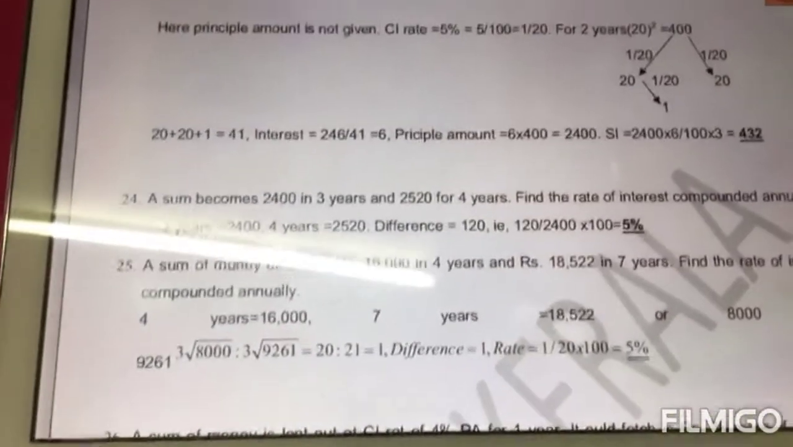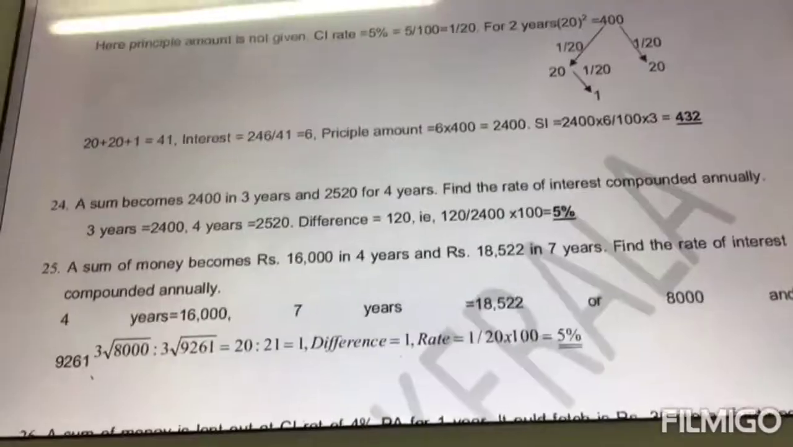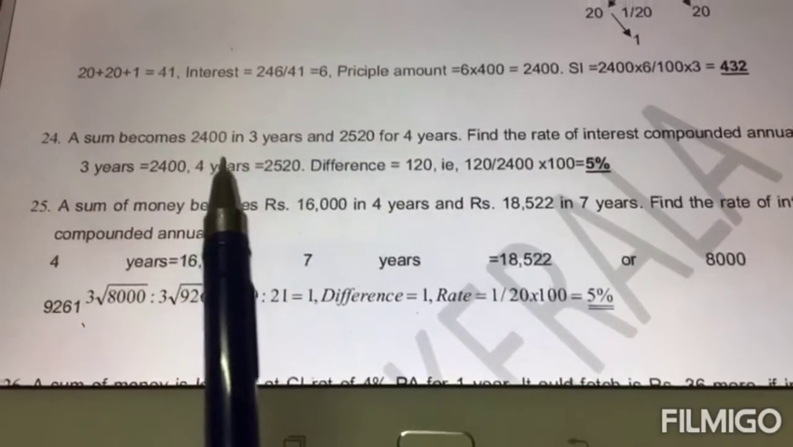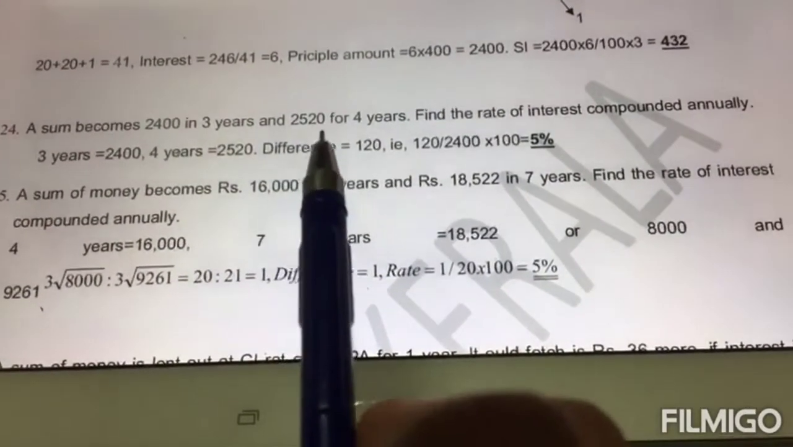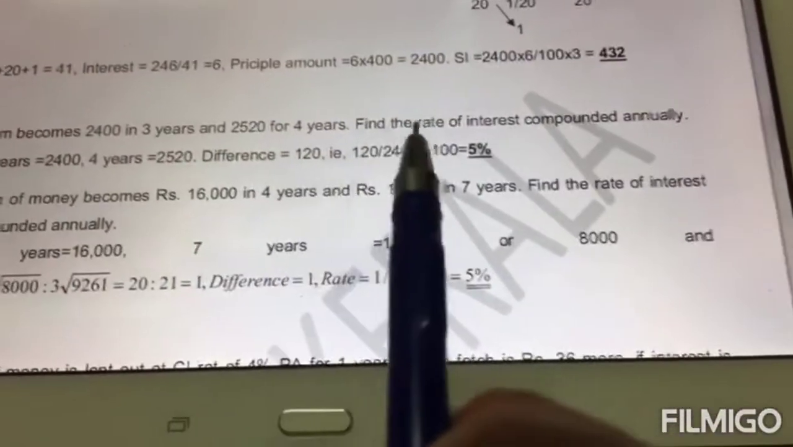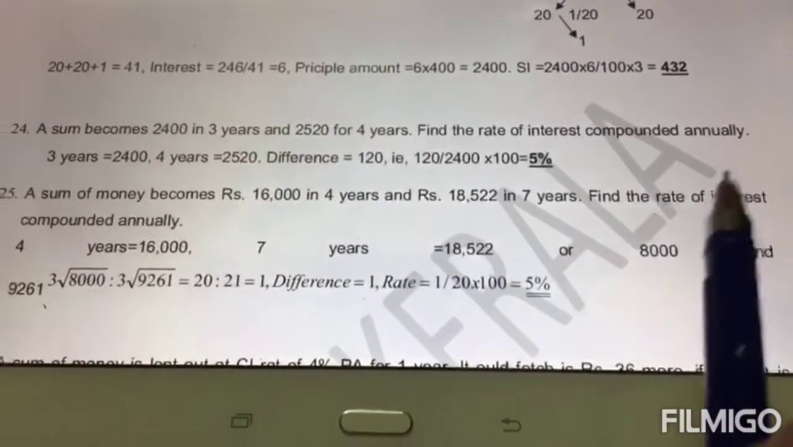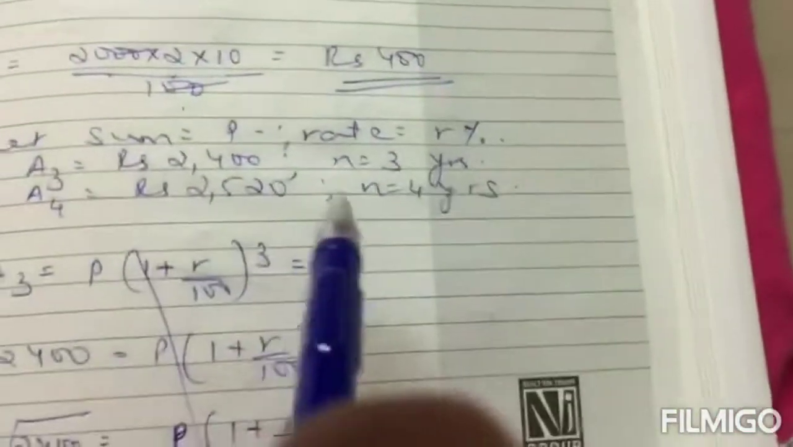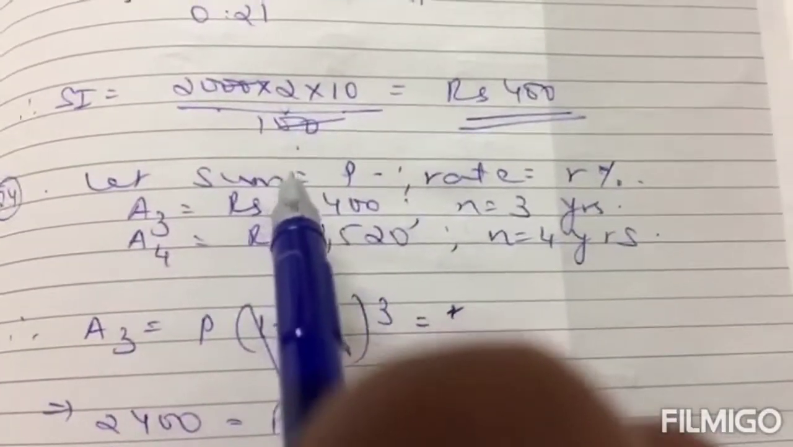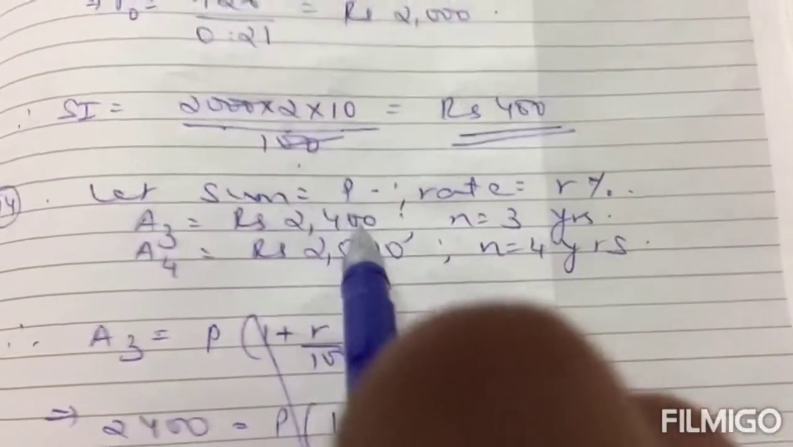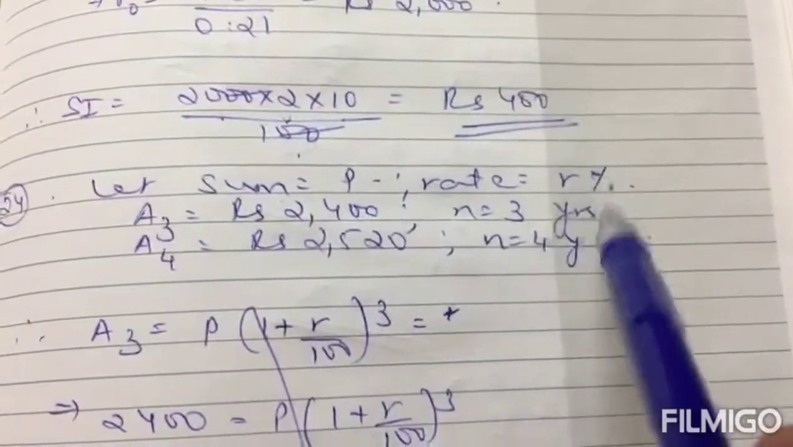Now let us move on to number 24. A sum becomes rupees 2,400 in 3 years and rupees 2,520 in 4 years. Find the rate of interest compounded annually. Okay. So let us write down the information. Let the sum or the original amount invested, which we also call principal, be equal to P. Let rate be equal to R%.